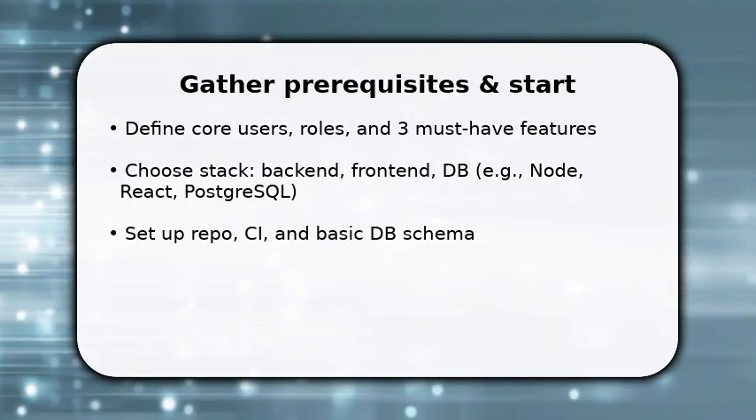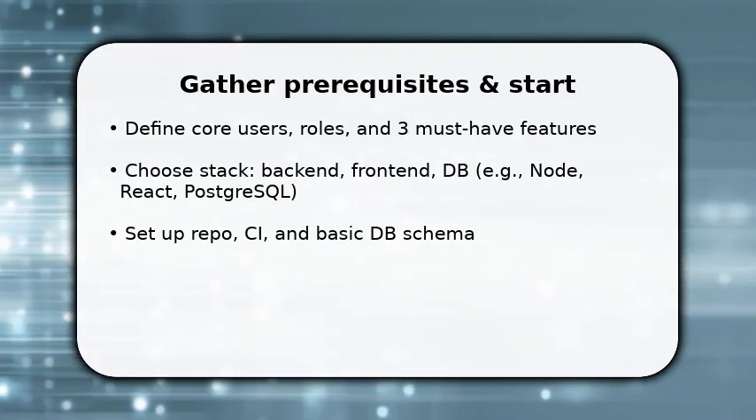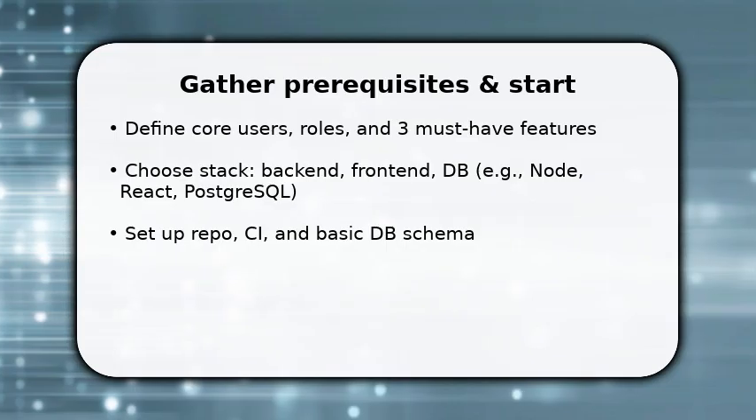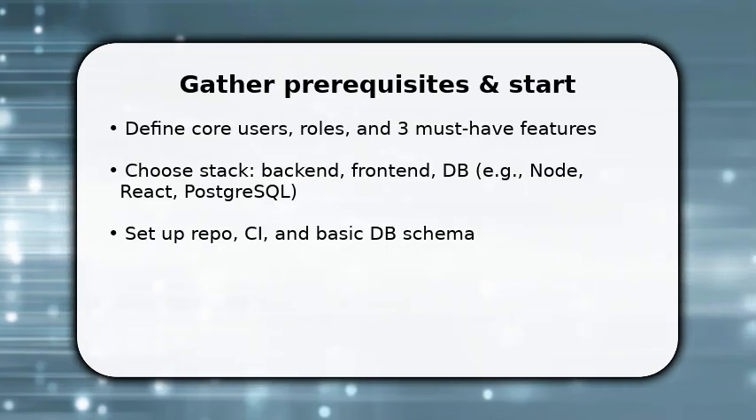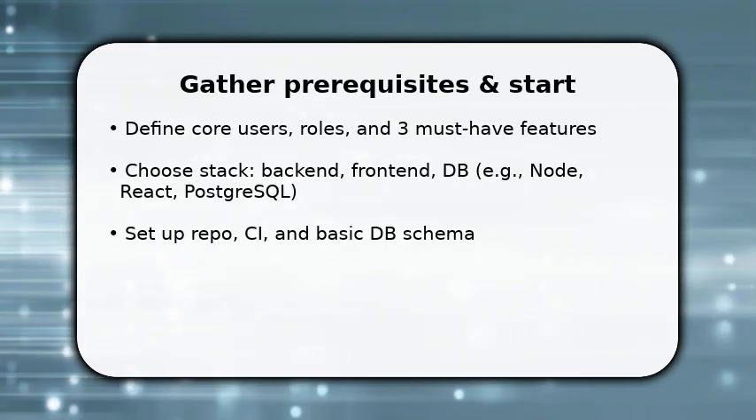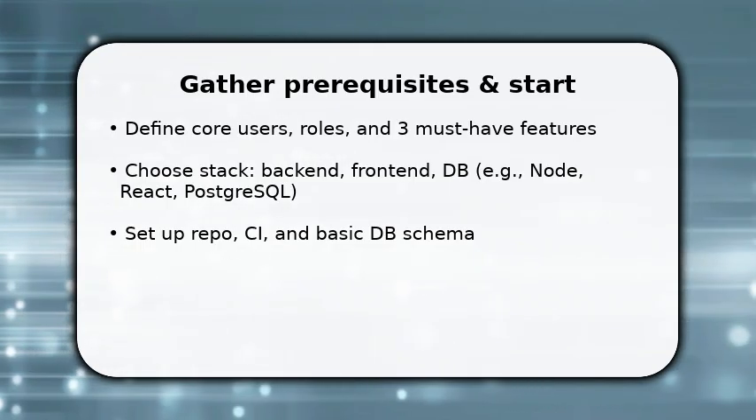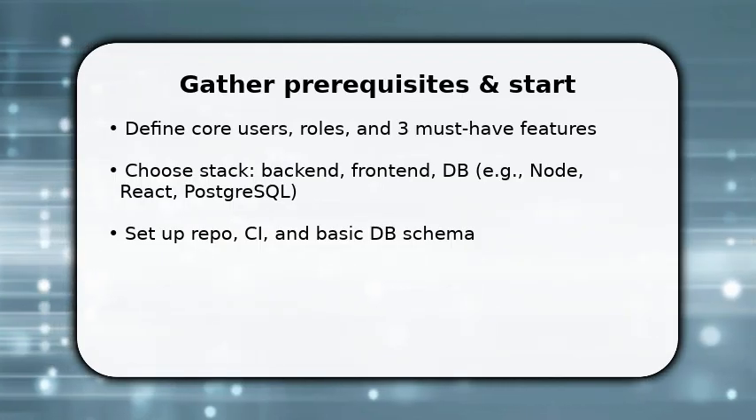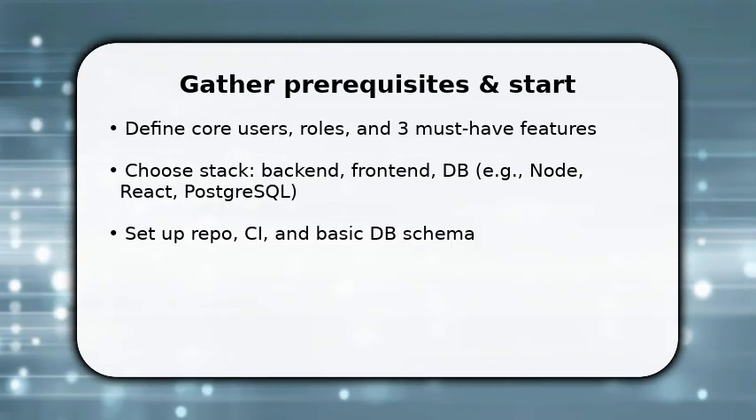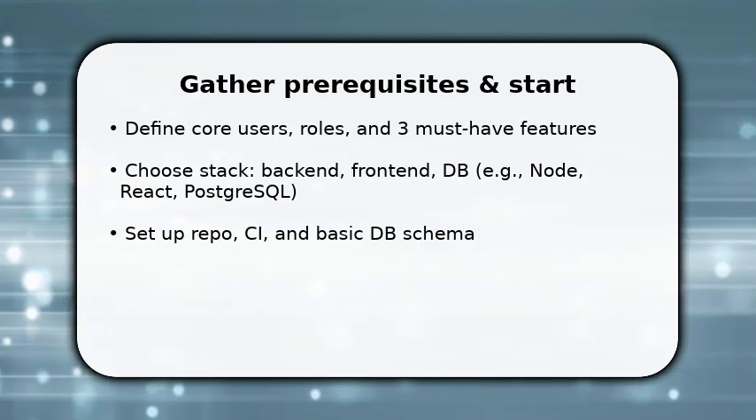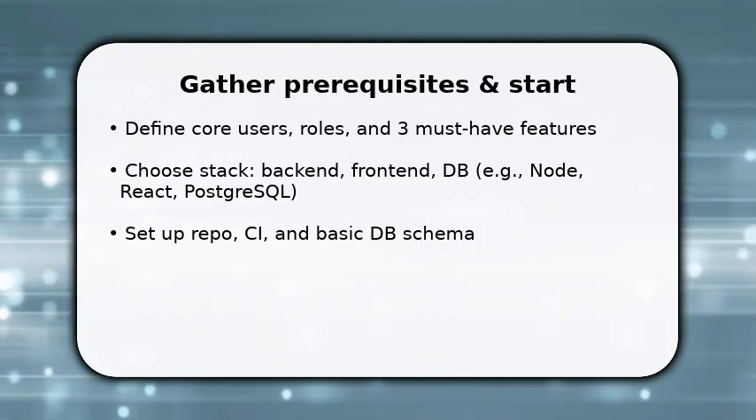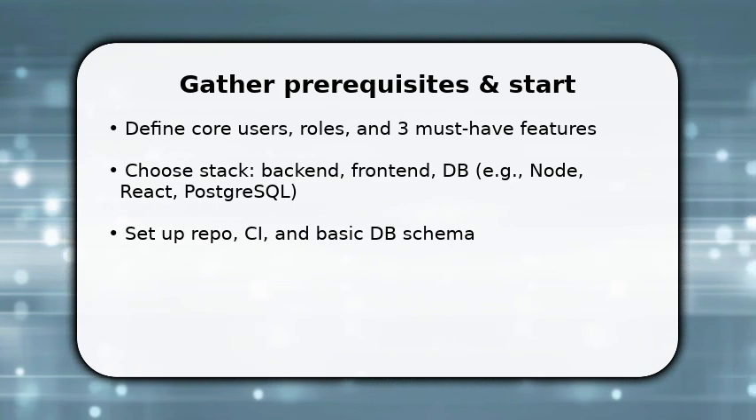You begin by gathering prerequisites, user roles, core features, and a tech stack. Start coding immediately. Create the repo, initialize CI, and scaffold a minimal backend and frontend. Once done, design a simple DB schema that maps students, courses, and grades. This prevents rework later. Make sure to write 1 or 2 API endpoints first so you can test the end-to-end flow. These first steps let you turn requirements into working code without over-planning.